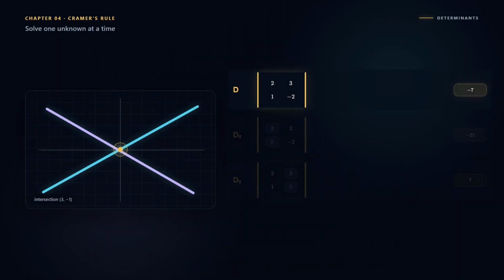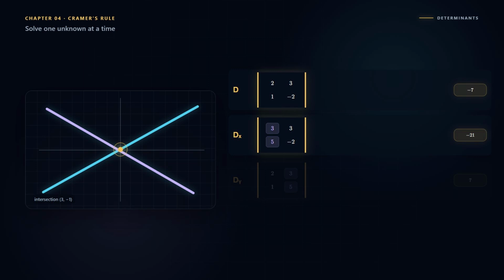Return to our two equations. The determinant of the coefficient matrix is D equals -7. Cramer's rule solves for one unknown at a time by replacing one coefficient column with the answer column. To find x, replace the x column with 3 and 5, leaving the y column unchanged.